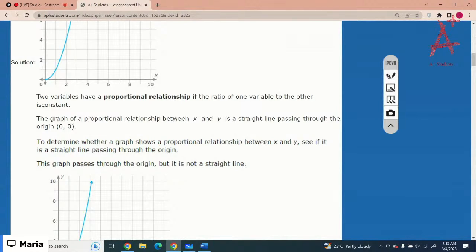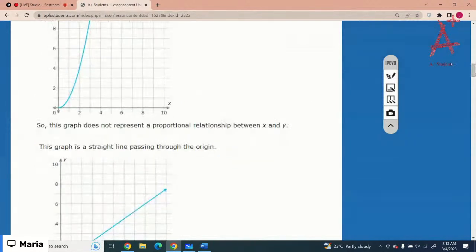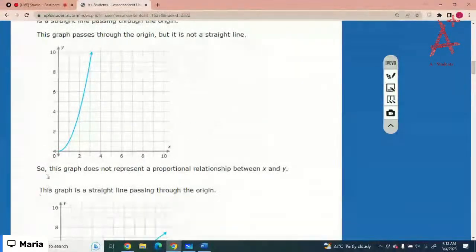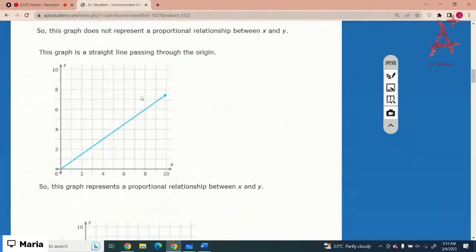This graph passes through the origin, but it is not a straight line. So you can see here is the graph. This is passing through the origin. Got it? But it is not a straight line. So that is not the proportional relationship. Got it? This one is a straight line and passing through the origin, so it represents the proportional relationship between x and y. Got it? Let's just start with the test question.